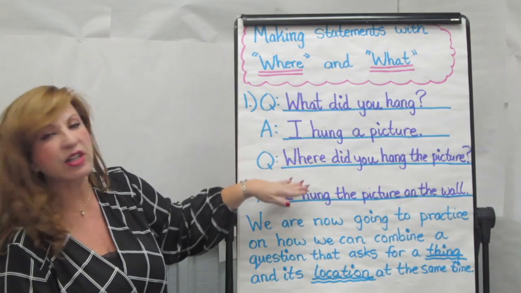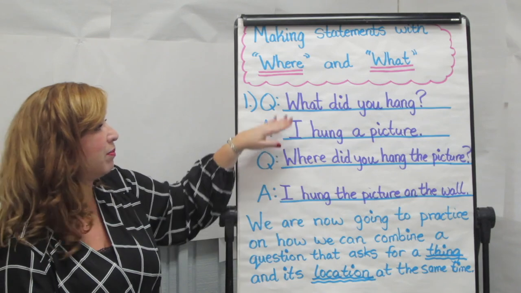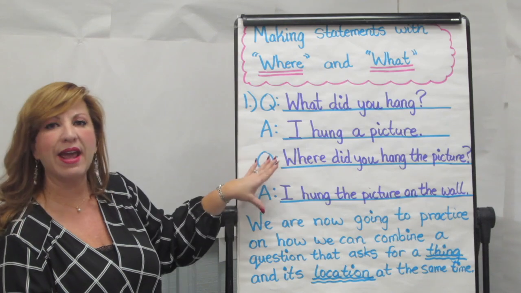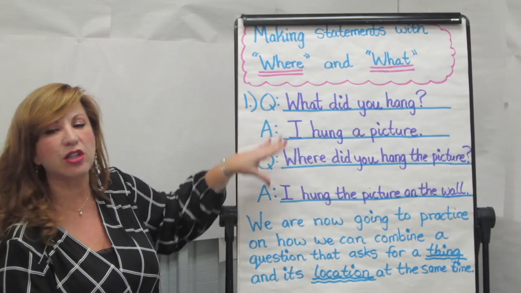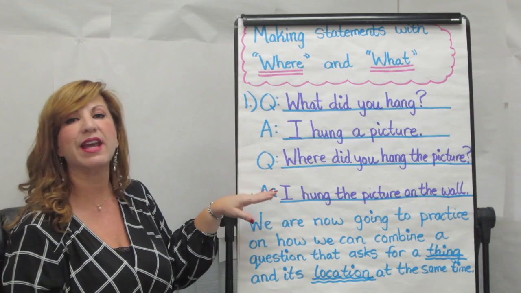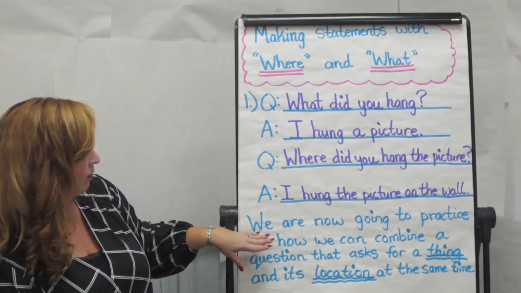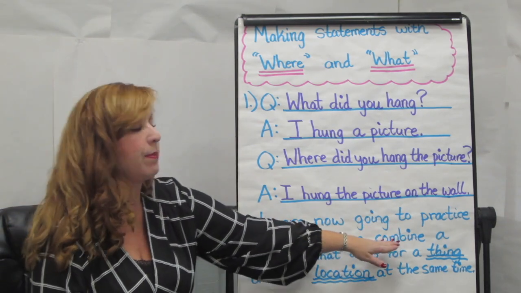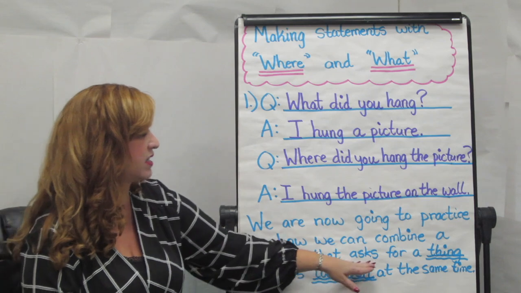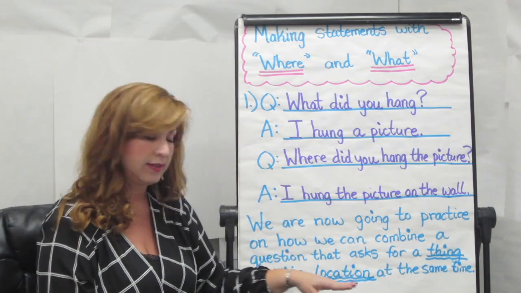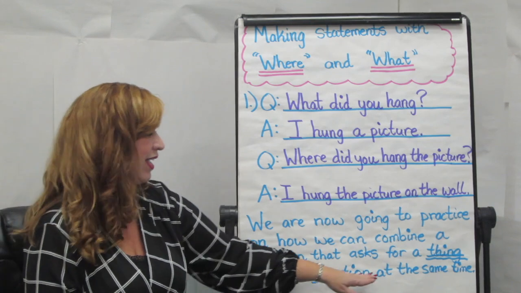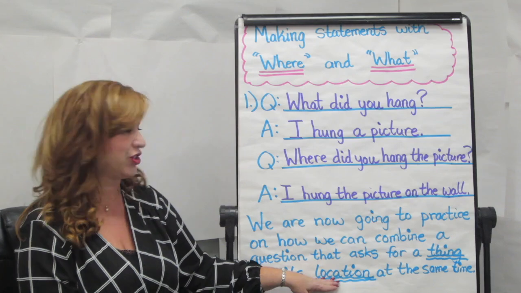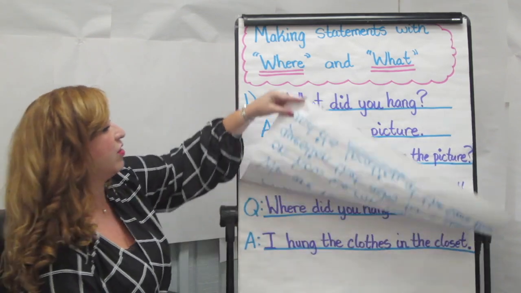So in this section, we're going to learn how to combine the what question, what did you hang, and where did you hang it? We're going to learn how to combine both questions into one question. So let's read this together. We are now going to practice how we can combine a question that asks for a thing, which would be the what, and its location at the same time. So the location would be the where informational question. So let's look at another example.